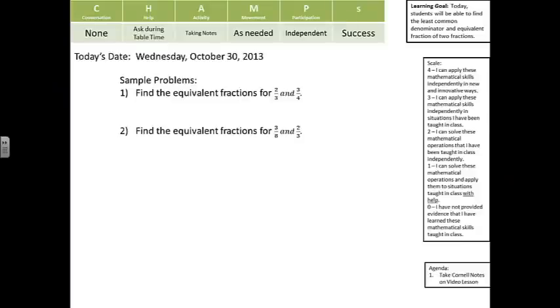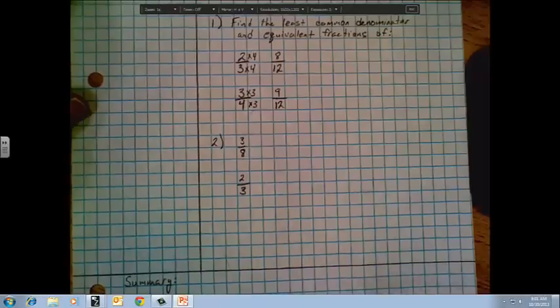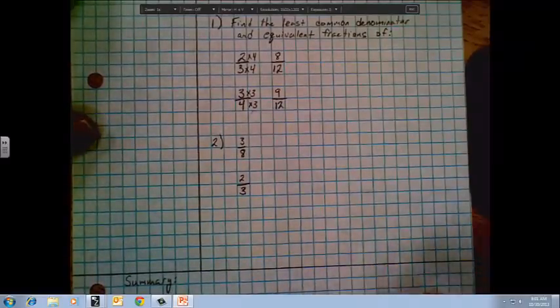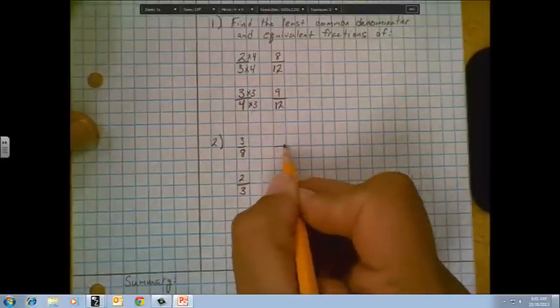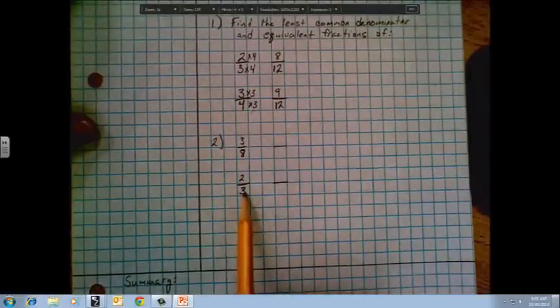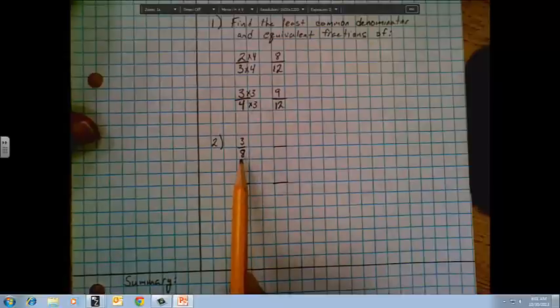So let's look at another sample problem and see how that's going to work out. In this sample problem, we're going to have 3/8 and 2/3. Okay, we're going to go about this the same way. The first thing we're going to do is find the common denominator, which means we're going to find the common denominator for 3 and 8.